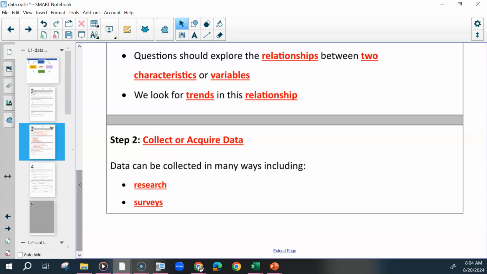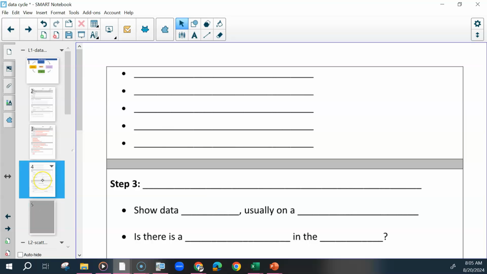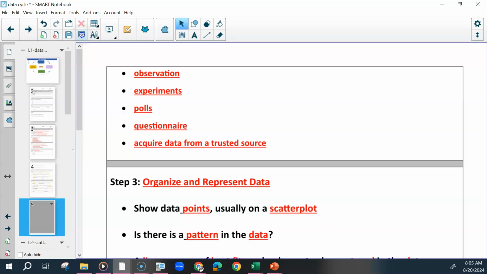And then step 2, when we collect or acquire the data, this can be collected in different ways, from surveys that are already done, taking surveys in the population, research that's already done, or you doing your own research. Sorry, going on to the next page. Observing, that's kind of part of the research. Doing experiments, doing polls, again, in the community. Doing questionnaires, which is very similar. Acquiring it from a trusted source. I couldn't name one off the top of my head, but probably not like Wikipedia, because it's not always trusted, and it changes all the time.